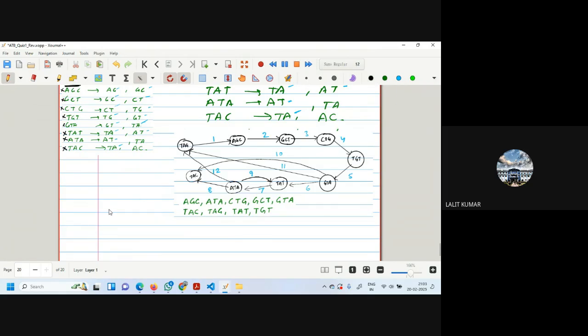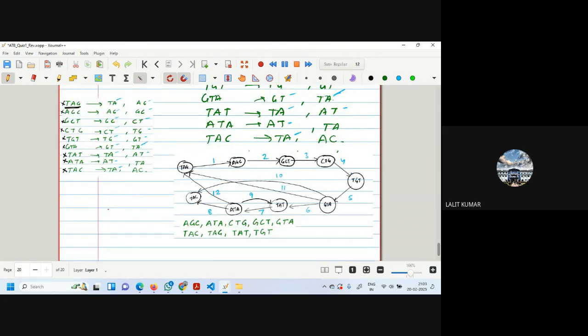Okay, so we have started with TAG. We have gone to AGC, which is this one. From AGC, I can go to GCT. From GCT, I can come to CTG, keeping CTG common. Now from CTG, it has got TG, so I can come to TGT only.